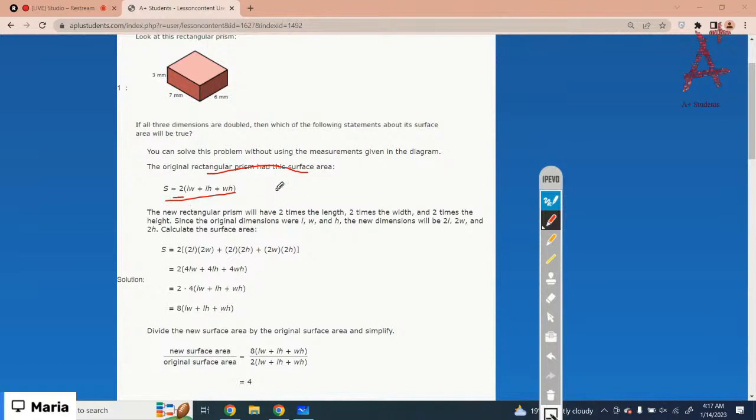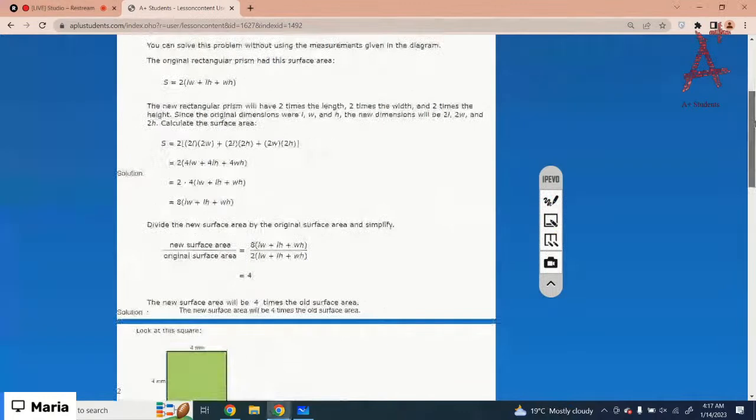Now for the new rectangular prism, all the sides are 2 times. Got it? They are doubled. It would be then 2 times 2L 2W, 2L 2H, 2W 2H, or you have to multiply all the side lengths by 2. Got it? And when you take out the common 4, 4 times 2 is 8. So just divide the doubled one by the original one. So 8 divided by 2 is 4, that means the new surface area will be 4 times the old surface area. Got it?